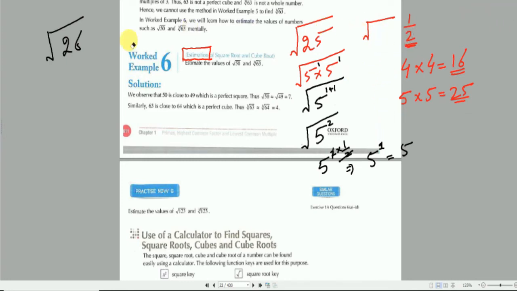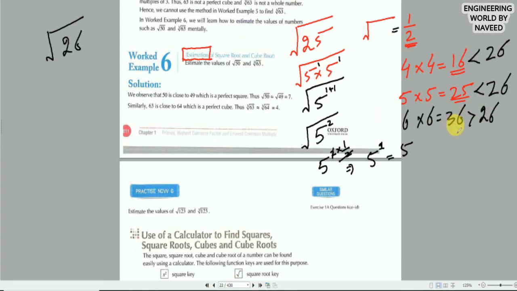But here the question is find the square root of 26. So यहाँ पे कोई नंबर नहीं है, so it means that the value of this square root is 1 divided by 2. So if you multiply 4 2 times, 4 times 4 is 16 and 16 is less than 26. अच्छा, अब ऊपर चले जाते हैं 5. So 5 times 5 is 25 and this is also less than 26. So मैं और ऊपर जाऊंगा. So 6 को ट्राई कर लेते हैं. 6 times 6 is 36 which is greater than 26. So it means that 26 is greater than 25 but 26 is less than 36.